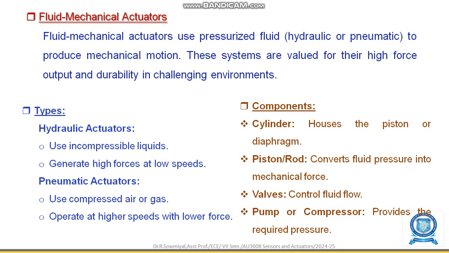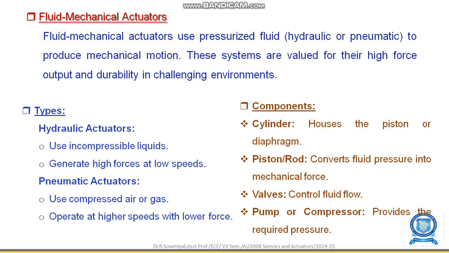So let us see what fluid mechanical actuators are. Fluid mechanical actuators use pressurized fluid, hydraulic or pneumatic, to produce mechanical motion. These systems are valued for their high force output and durability in challenging environments. The types are hydraulic actuators and pneumatic actuators. Hydraulic actuators use incompressible liquids. Pneumatic actuators use compressed air or gas.